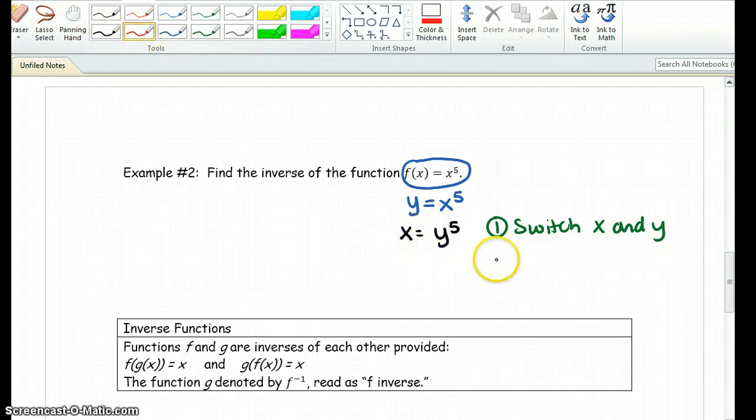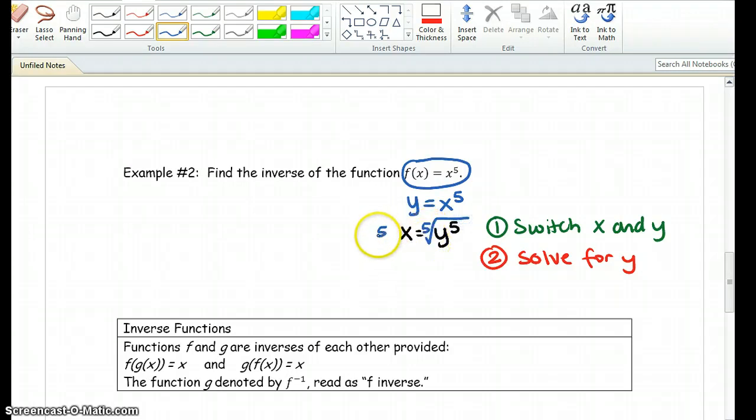And then the second step is solve for y. So we're going to get y by itself, which is what we have been working on all throughout this chapter. So how do you get that fifth power away? And I kind of gave that away. We're going to take the fifth root on both sides. Those cancel out, the fifth power and the fifth root, and we are left with y equals fifth root of x.